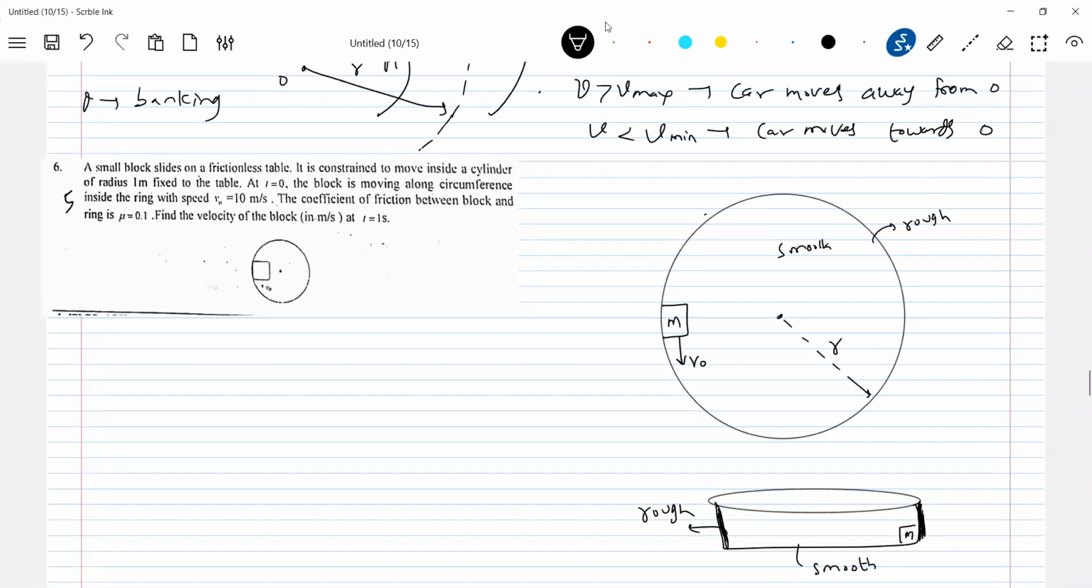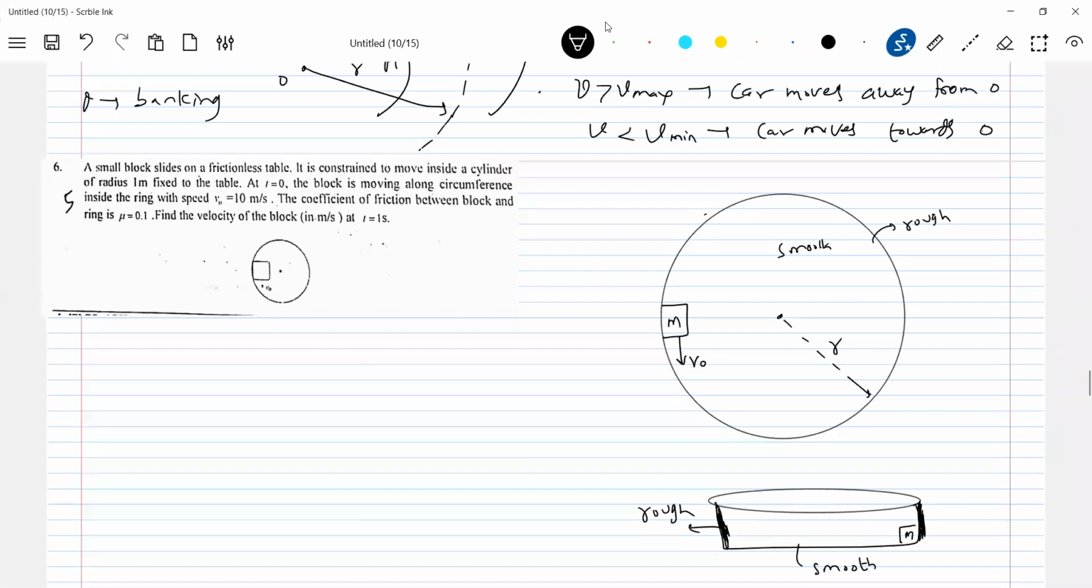You take some block or some vegetable, cucumber, something, and keep it in a plate. The plate will have side walls, and along the circumference you just kick it or give velocity. Strike it, then it will start moving along the circumference, and the side wall, the vertical wall, will be rough. It will offer some friction.